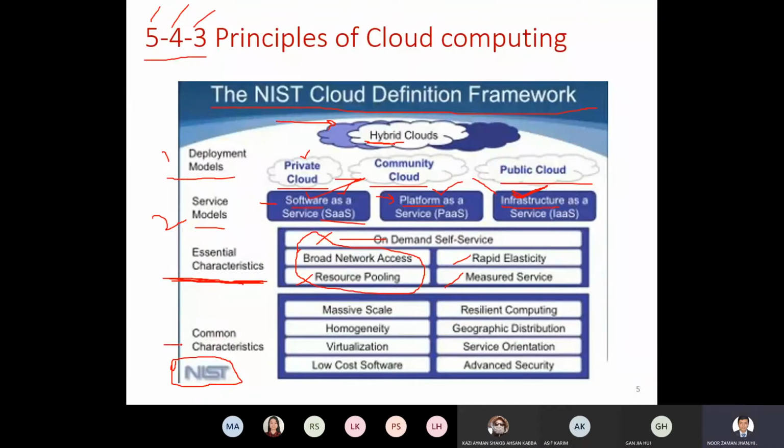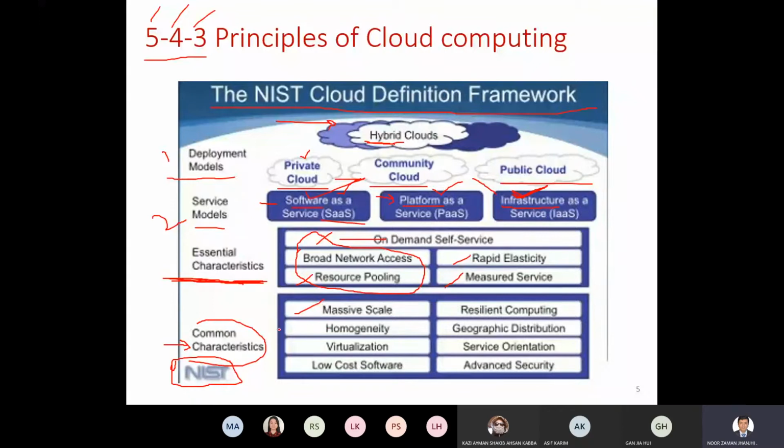Then the common characteristics. The common characteristics mean they may have them, and in case a few of them are not there, then no issue. It is fine whether they are there or not. Take massive scale: if a cloud is at a small scale, no problem. If it's a private cloud, maybe it does not have massive scale. But if it's public, community, or some other hybrid type, maybe massive scale. So it could be or it may not be. That's why we group them as common.